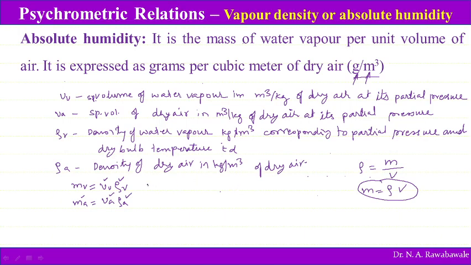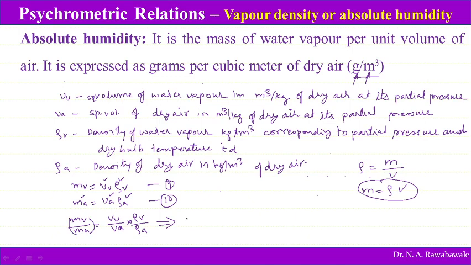So we call this as equation number 9, and this we call as equation number 10. So dividing equation number 9 by 10, we get mv divided by ma is equal to vv divided by va into rho v divided by rho a. So this can be written as mv divided by ma is nothing but omega. mv divided by ma is omega, that is humidity ratio that we have seen.